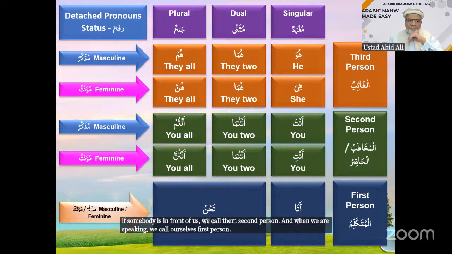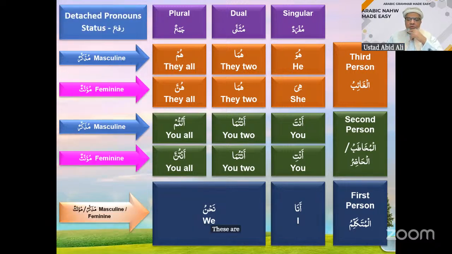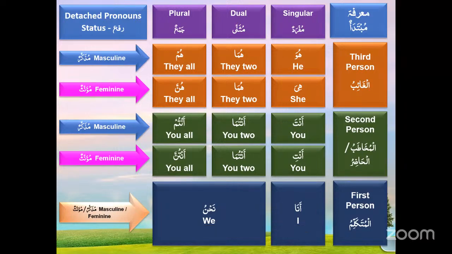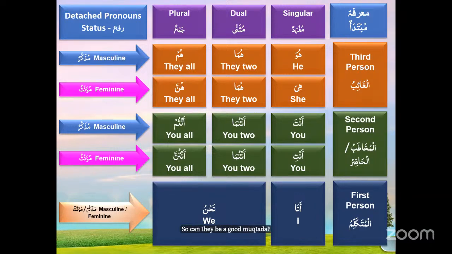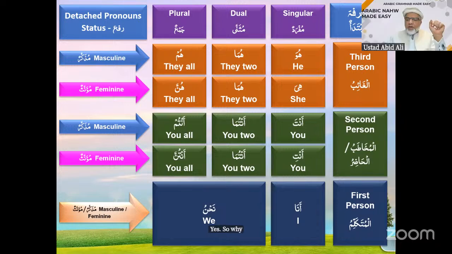These are detached pronouns. So all of these pronouns you see, they have status of rafa. And what do we call them? They are marifa. They're all proper nouns. Do we agree that these are proper nouns? Yes. And their type is marifa. So can they be a good mubtada? Yes.